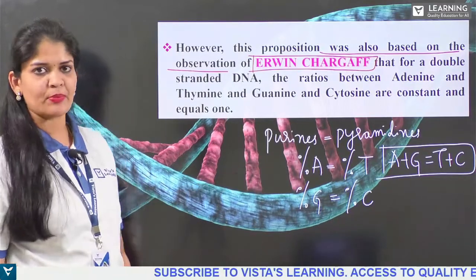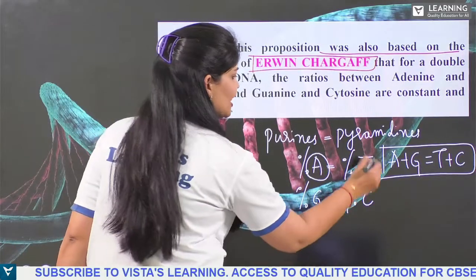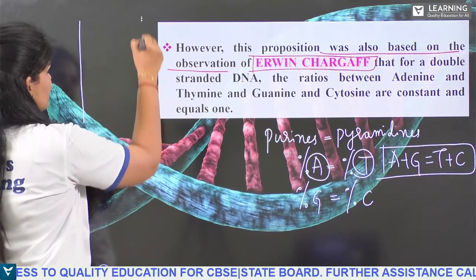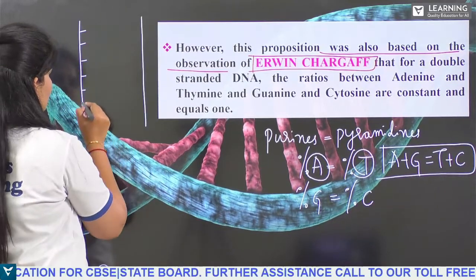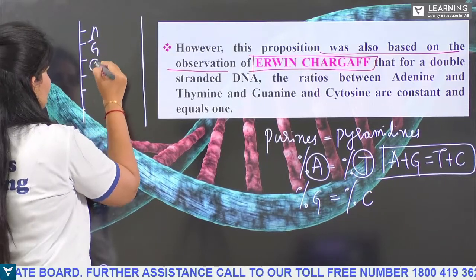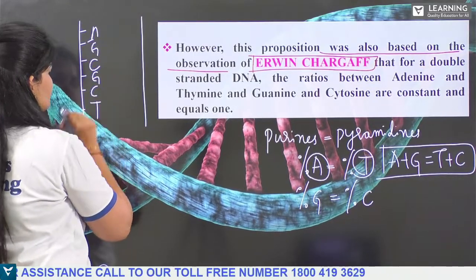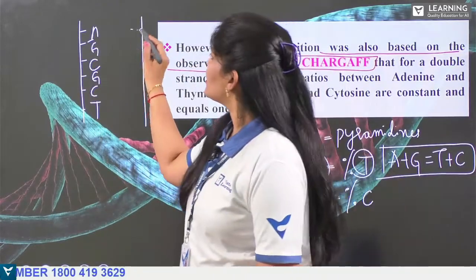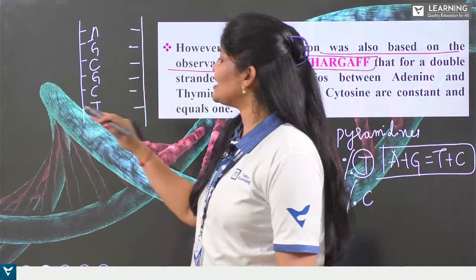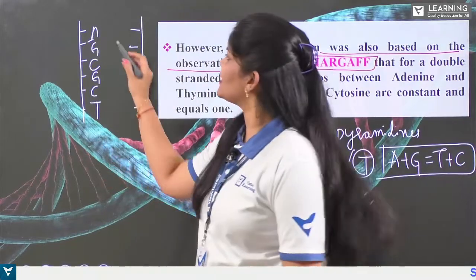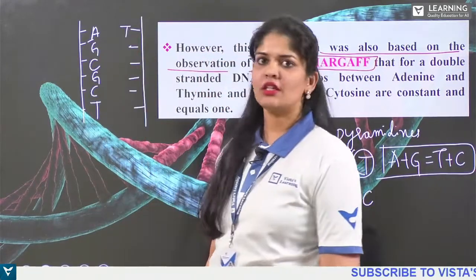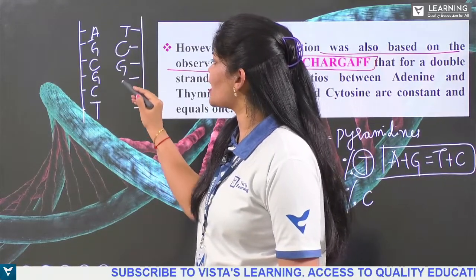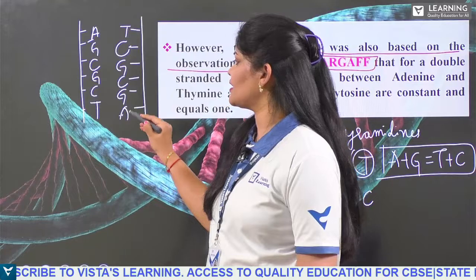So this can be explained like this: the percentage of adenine has to be equal to the percentage of thymine. See, for example, these are two strands: A, C, and it goes like this, right? As it is complementary base pairing, on the other side, on this strand, adenine will be paired with thymine, guanine will be paired with cytosine, cytosine will be paired with guanine, cytosine, guanine, adenine, right?